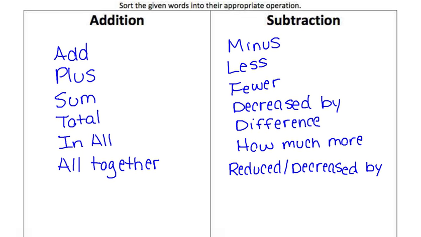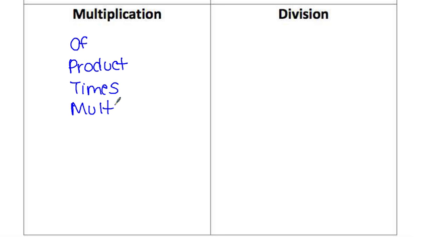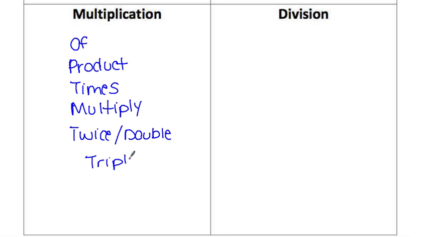Okay, if we come down here to the multiplication and division sections, in the multiplication we should have of, product, times, multiply, and twice / double. Because if you do something twice, you do it 2 times. If you do something double, you do it 2 times. And if you want to, you could also add triple here. That's doing it 3 times. You could write it in.